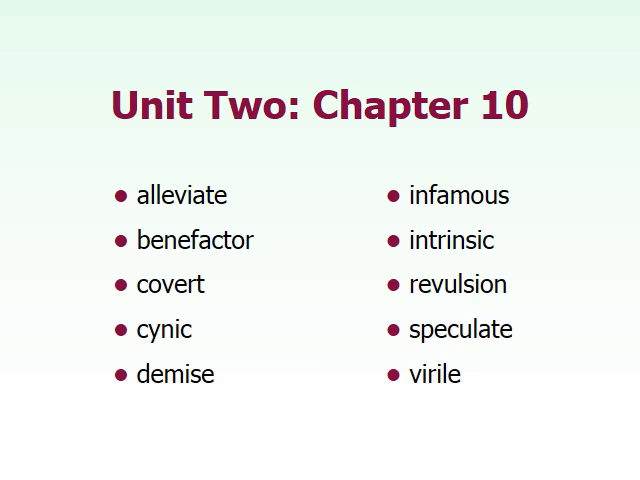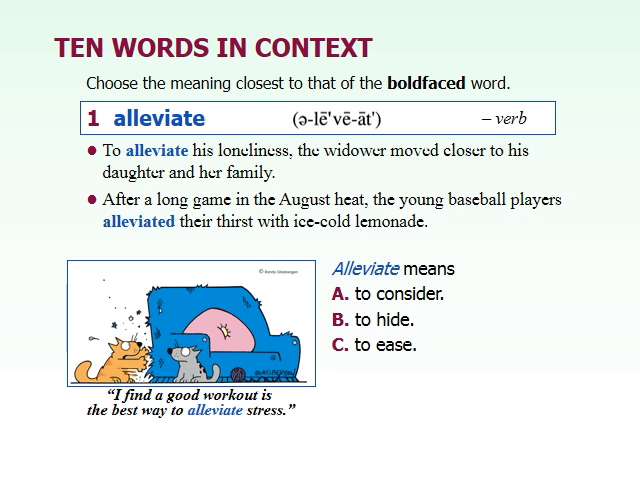Our first word here is alleviate. The 8 sound should be a clue for you. Benefactor, covert, cynic, demise, infamous, intrinsic, revulsion, that should be a clue to you, that S-I-O-N at the end. Speculate, and that 8 sound at the end should also be a clue. And then virile. So the first word is alleviate, and it ends with that 8 sound, making it a verb.